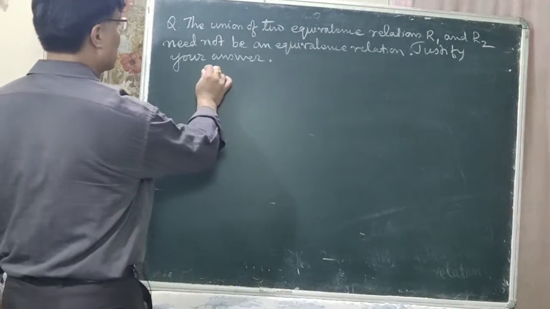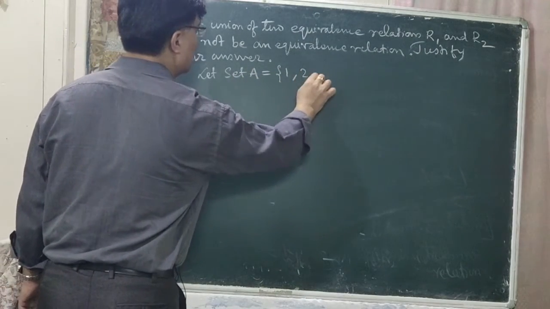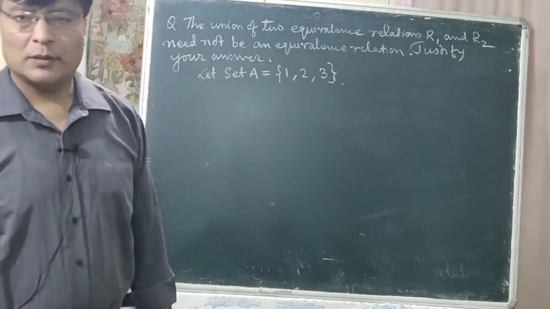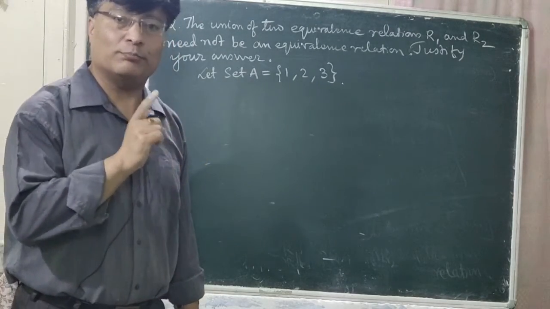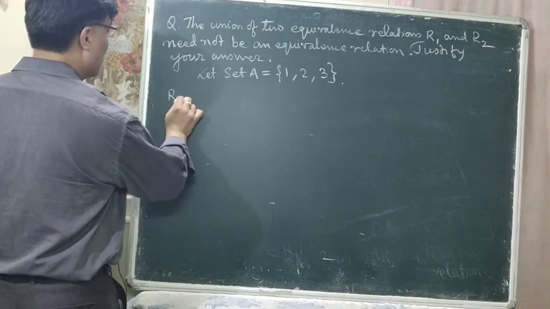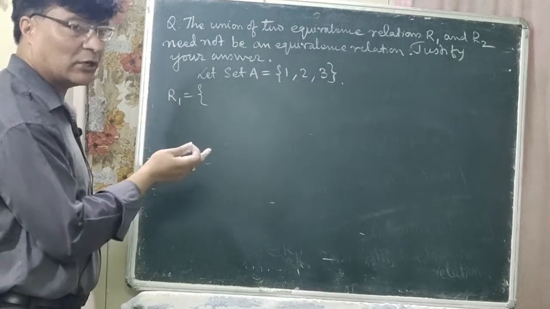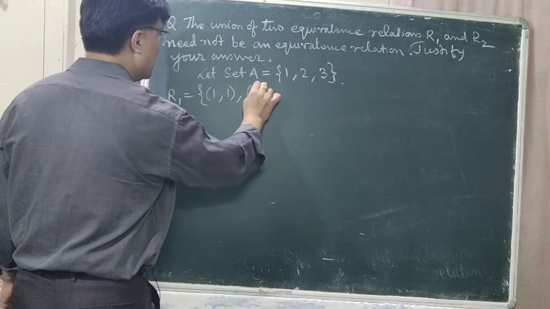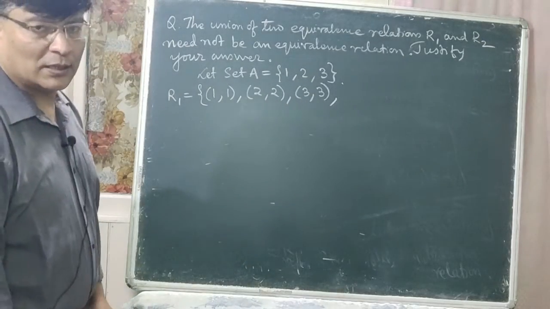Okay, so let us take an example. Let set A is equal to {1, 2, 3}. So let us consider two relations R1 and R2 such that both are equivalence relations. Let us take an example here. So R1 is equal to, you should give an example here which is an equivalence relation. It should be reflexive, symmetric and transitive. Okay, so it is (1,1), (2,2), (3,3). This is your what? Reflexive, symmetric and transitive.